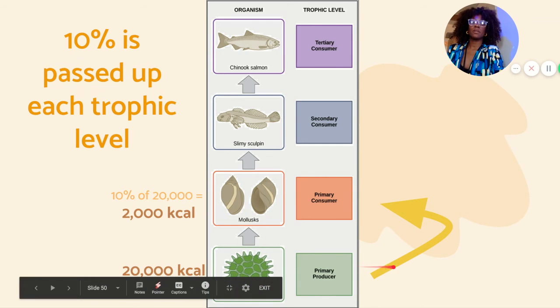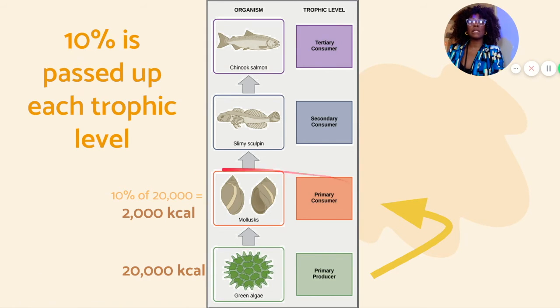So right here on the bottom, let's say this green algae level, the primary producer level, has about 20,000 kcal. If I want to calculate how much energy we expect for this level, the mollusk level, to have, how much would you say? You would take 10% of 20,000, which is 2,000. If I asked you, what amount of energy would you expect for the slimy sculpin to have at the secondary consumer level? You would take 2,000 and take 10% of that, which would be about 200.